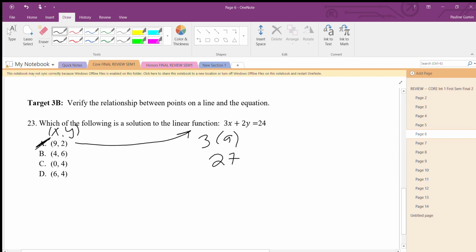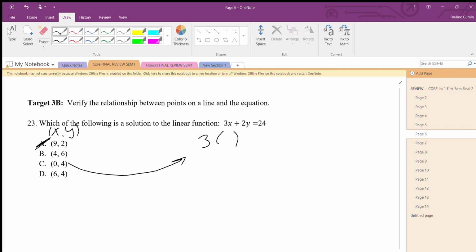The smallest number I see here is in letter C. And again, we have a 0 in the x. So what would we have if we plugged 0 in for x? Well, if we had 3 times 0, we would have 0. Okay, so what are we looking at? We're really looking at 2 times 4, which is 8. No way is 8 equal to 24, so C is out of the question.